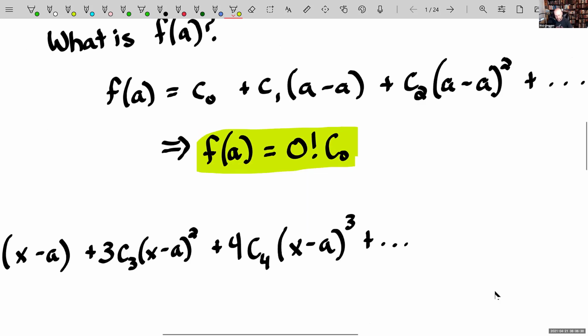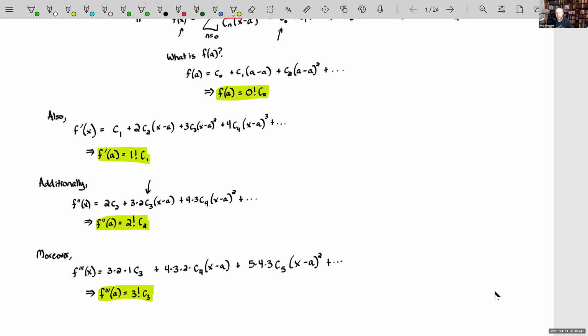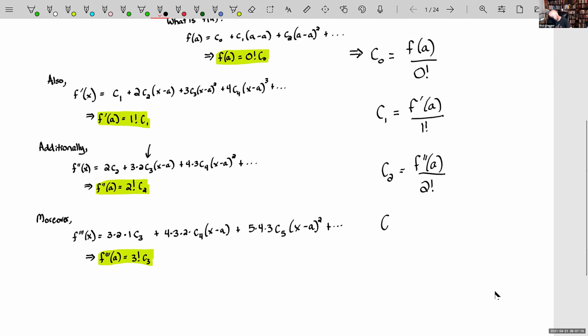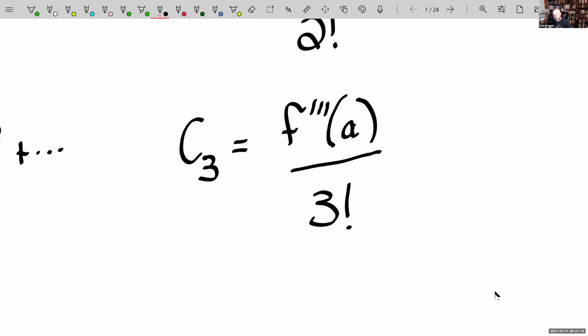Now, I hope you do see the pattern, right? The pattern is the following. This implies c0 is equal to f of a over 0 factorial. c1 is equal to f prime at a over 1 factorial. c2 is f double prime at a over 2 factorial. c3 is f triple prime at a over 3 factorial. You see, right here shows it. There are 3s everywhere in this.